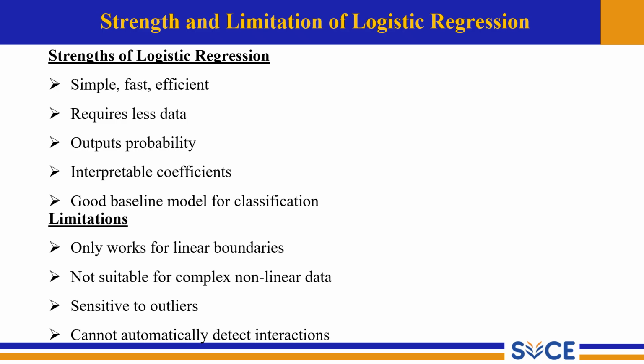Third, logistic regression is sensitive to outliers. Just a few extreme values can distort the model's coefficients and reduce performance. And finally, logistic regression cannot automatically detect feature interactions. If interactions between variables are important, we must explicitly create those interaction terms ourselves. So while logistic regression is simple and effective, it does have clear limitations, especially for complex or non-linear real-world data.